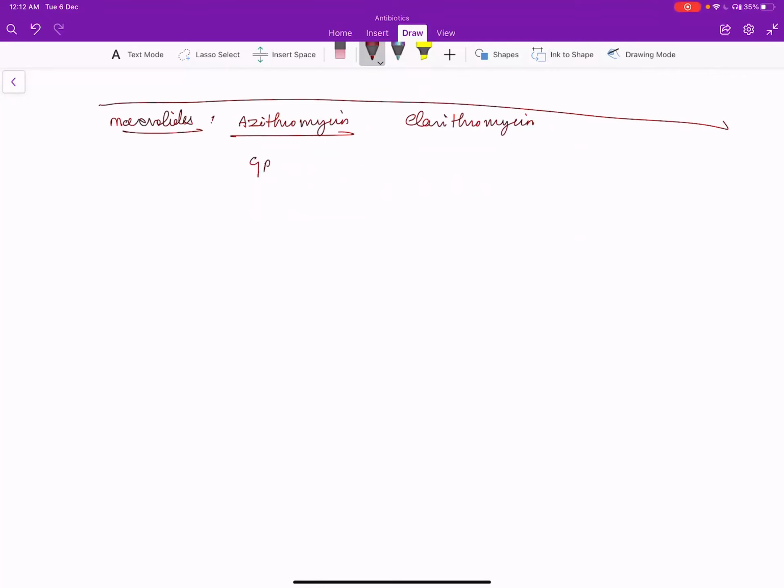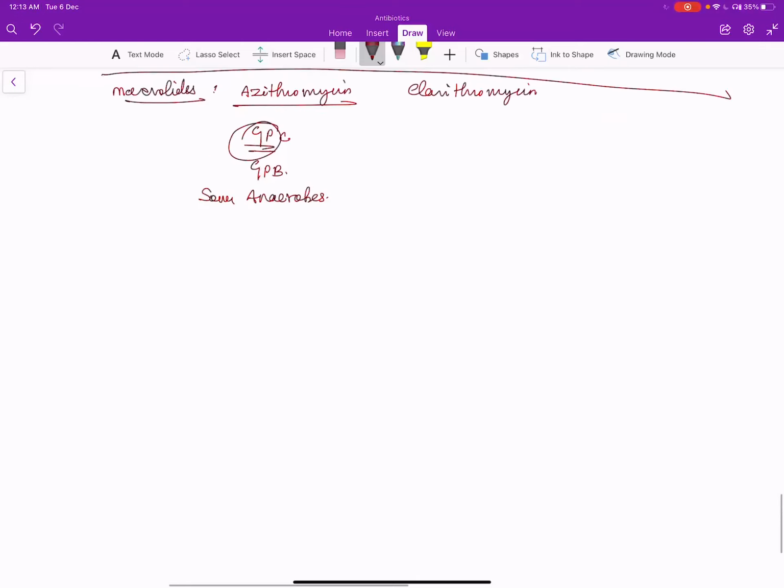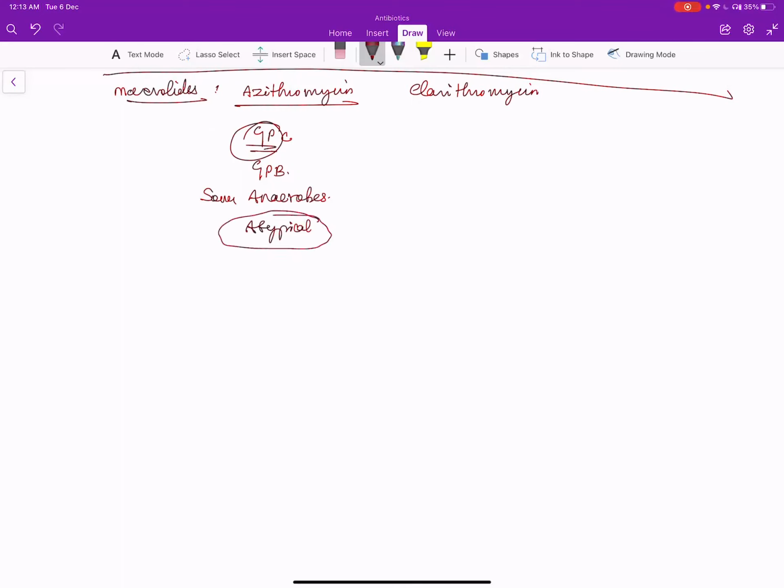Gram positive. Okay. Gram positive means all gram positive. So gram positive cocci, gram positive bacilli. Some anaerobes. Atypical. So whenever they say azithromycin, the name should come as atypical. So atypical plus gram positive cocci. So what spectrum can it be used for? Respiratory tract infection. That's why azithromycin is used.